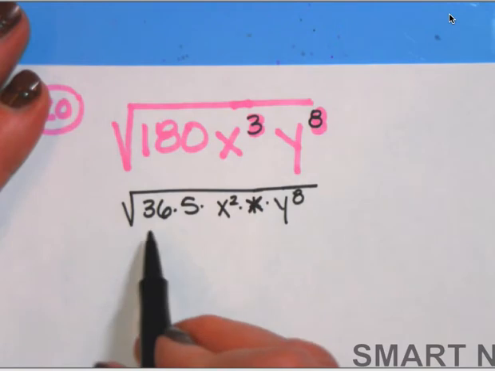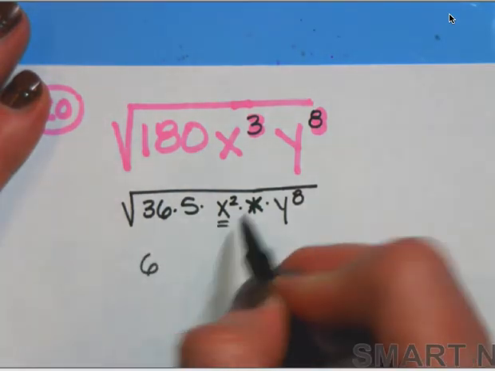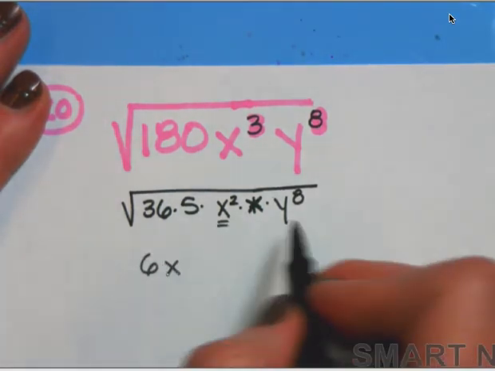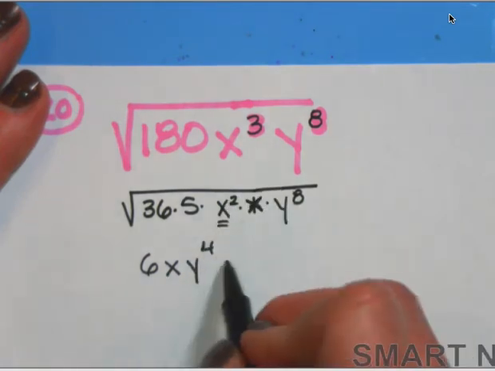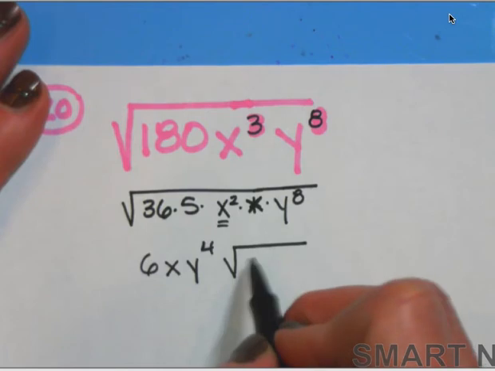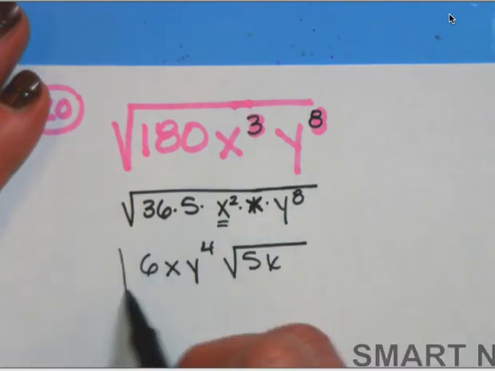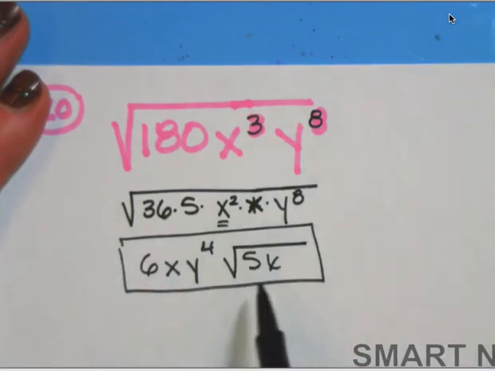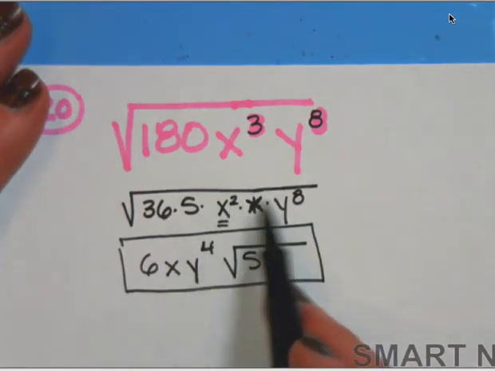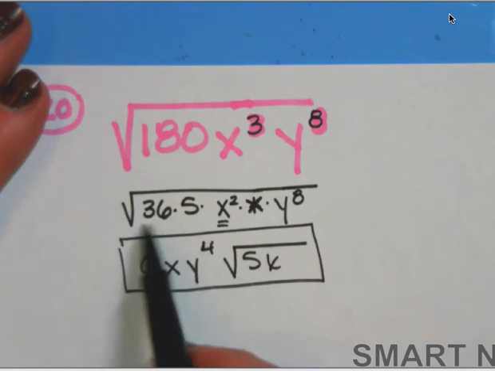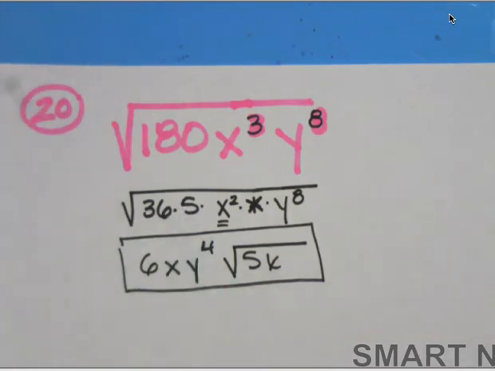So my perfect square is 6. X squared is a perfect square. Y to the 8th is a perfect square, remembering to divide those exponents by 2. And then the portions that stay underneath would be 5 and x to the first. The non-perfect portions stay underneath. All of the even powers come out at half what they are underneath the radical, and then any numerical coefficients come out as their square root.